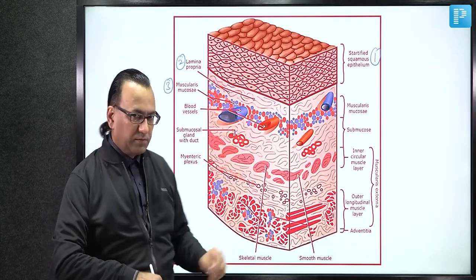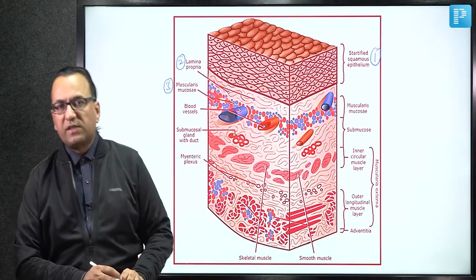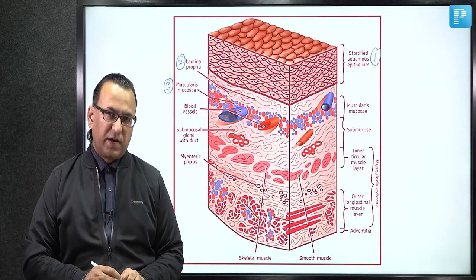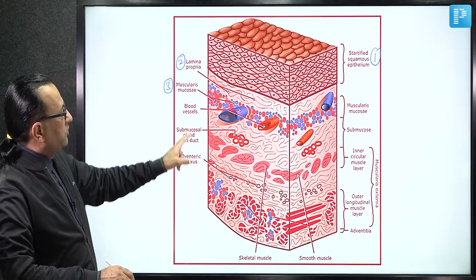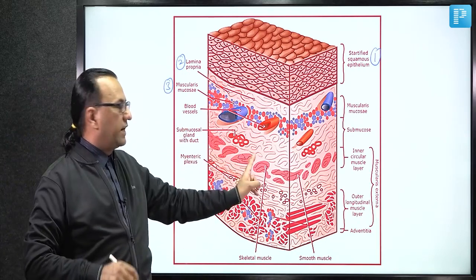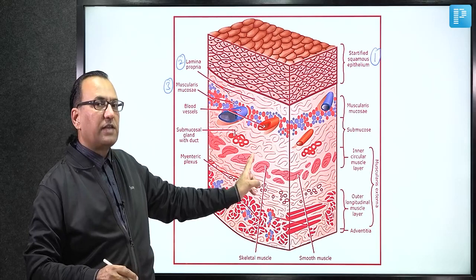And then one question comes, it is asking which is the strongest layer of the esophagus. It is a controversial question, but it is the submucosa which is the strongest layer of the esophagus, and it is the same for the small intestine as well.